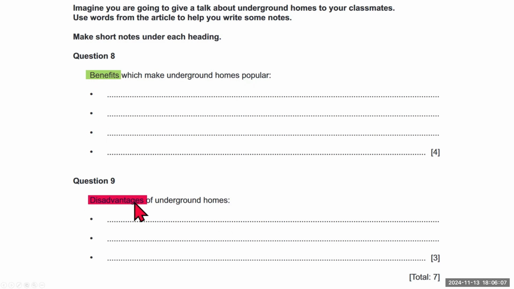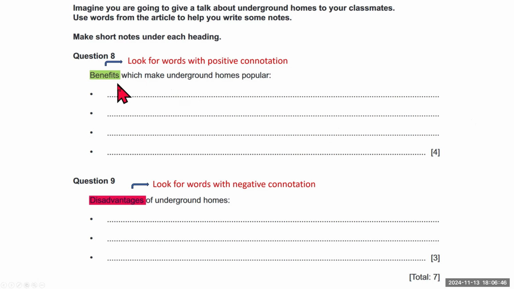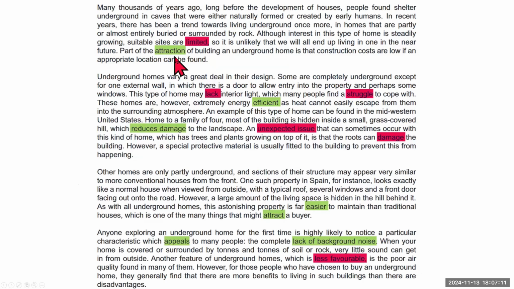I have highlighted them in different colors because when we look for the points later, we will also highlight them in these colors. Next, we will do some predictive thinking. So we will look for words with positive connotation when we're looking for the benefits. And when we are looking for disadvantages, we will look for words with negative connotation. So when you have an idea of what you're looking for, it makes it a lot faster and a lot easier. So here I have highlighted in green all the words that have positive connotation.